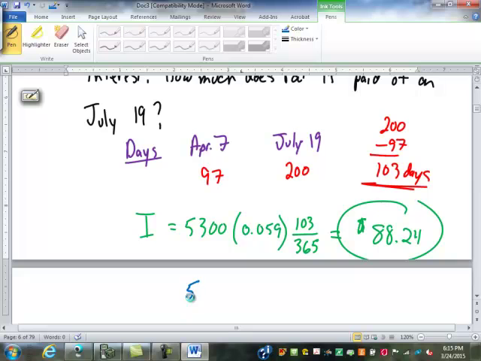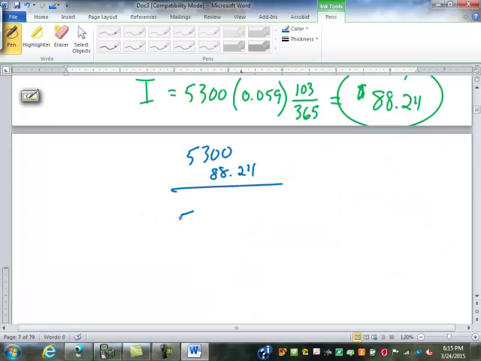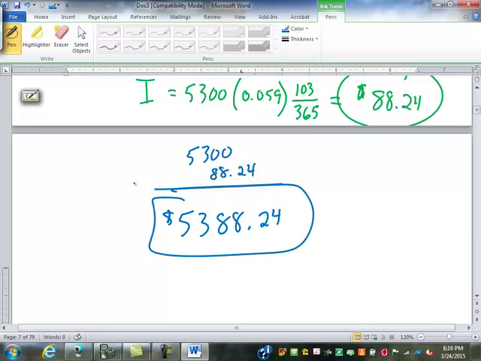So then, principal of 5,300 plus the 88.24 means that Pat will pay back $5,388.24. What do you think? Good stuff?